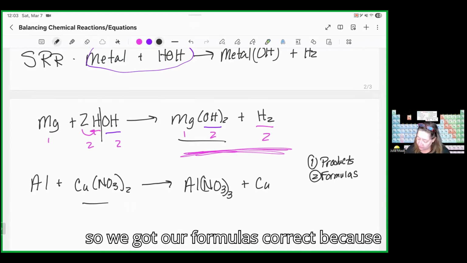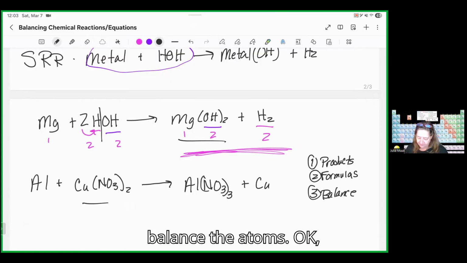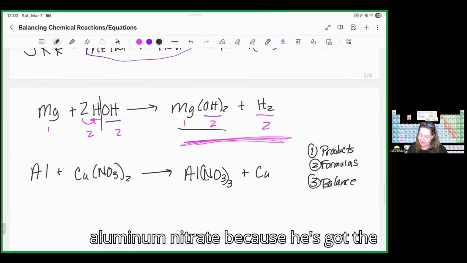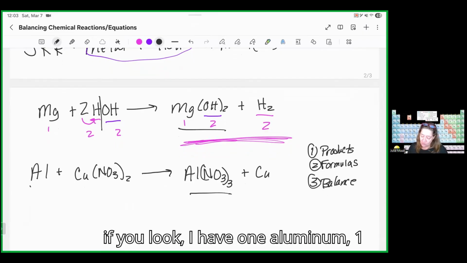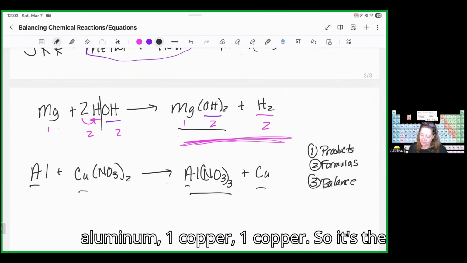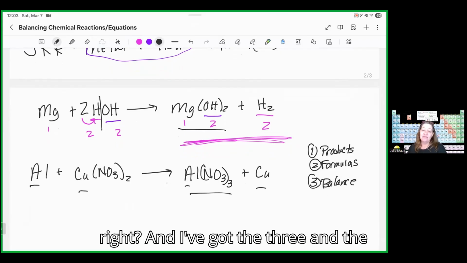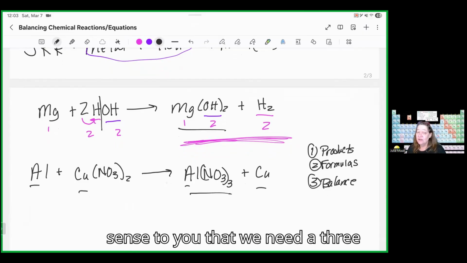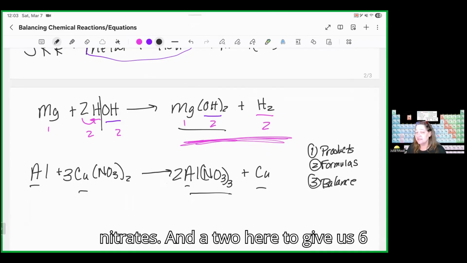Okay, so we got our formulas correct because copper is just copper. Now we're going to balance the atoms. I'm going to start with aluminum nitrate because he's got the most stuff in him. And if you look, I have 1 aluminum, 1 copper, 1 copper. So it's the nitrates that I need to think about, right? And I've got the 3 and the 2. So I don't know if it makes sense to you that we need a 3 in front of here to give us 6 nitrates and a 2 here to give us 6 nitrates.